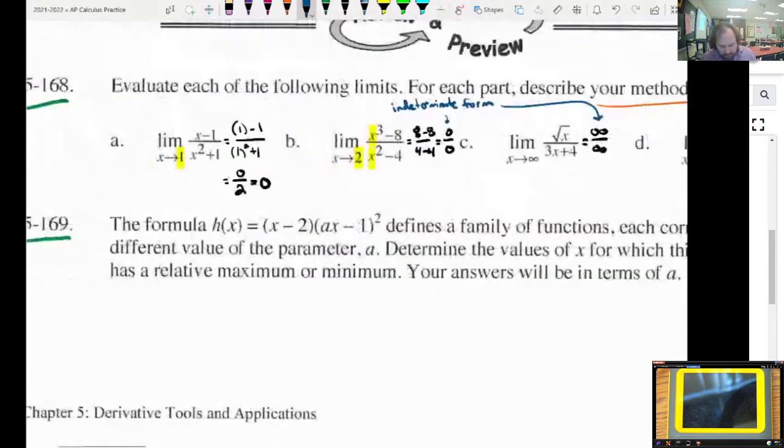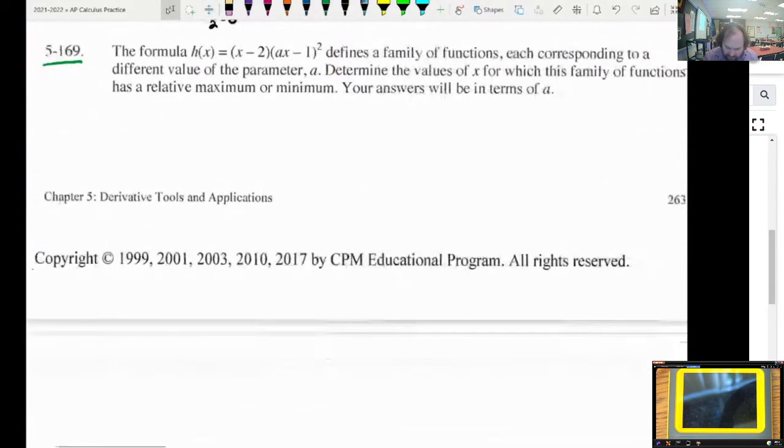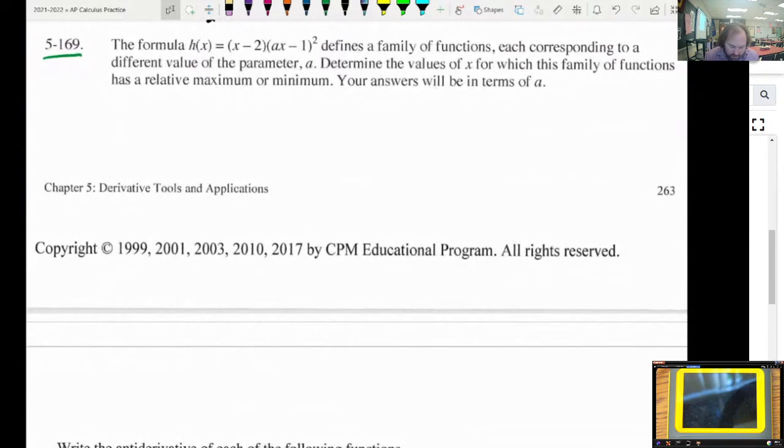Let's shift gears from limits and go into problem 169 with kind of a maximum and minimum question. This one's a little interesting because it leaves things nice and flexible. The formula h of x equals x minus 2 times ax minus 1 squared. It's defining a family of functions, each corresponding to a different value of a parameter a. Determine the values of x for which this family of functions has a relative maximum or a minimum, and your answers will be in terms of a.